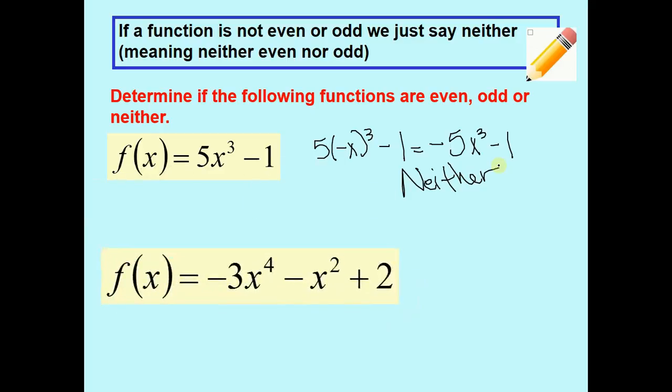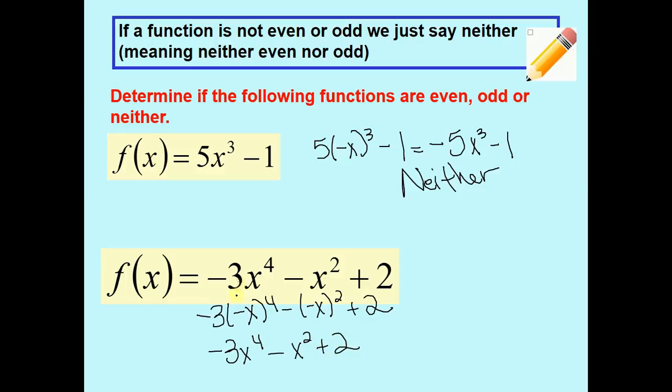Let's do another one. Last one for this video. Negative 3x to the 4th minus x squared plus 2. Let's plug in a negative x. There we go. Negative x to the 4th, well, that's going to be a positive x to the 4th. This is going to turn into a positive. But there's a negative there, so it'll just be positive x squared plus 2. Match, match, match. Even function to end out the night.